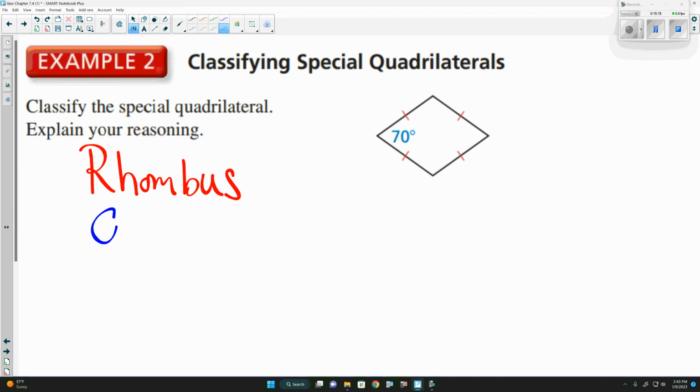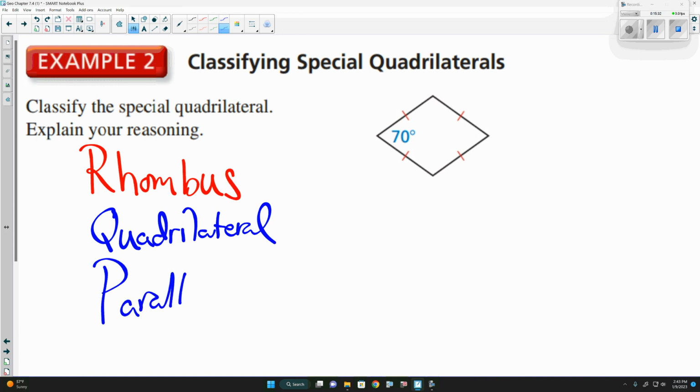Well, it is a quadrilateral. Because what is a quadrilateral? Four-sided figure. As long as it has four sides, it is a quadrilateral. This is also a parallelogram. Because a rhombus is a parallelogram with four congruent sides.